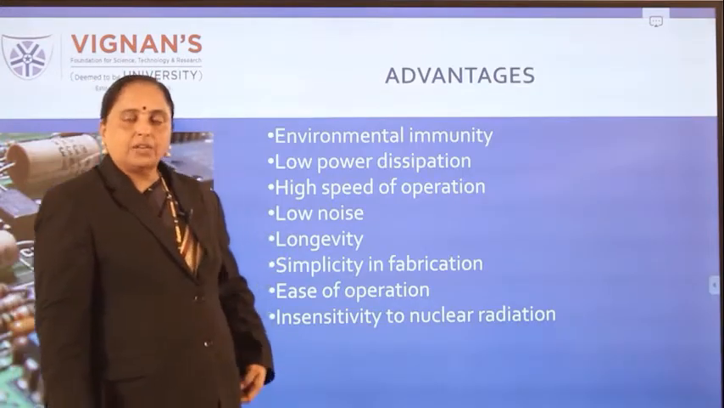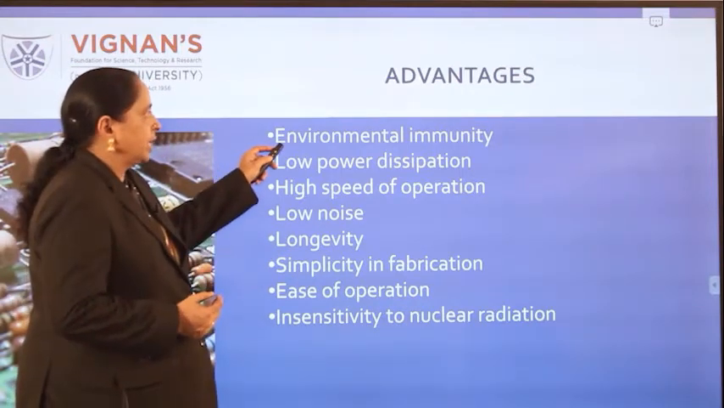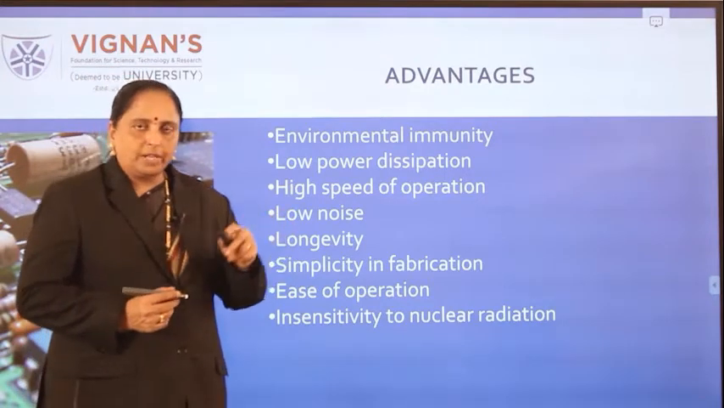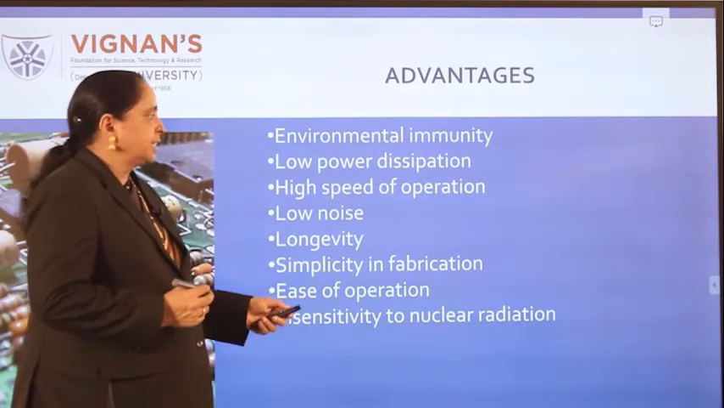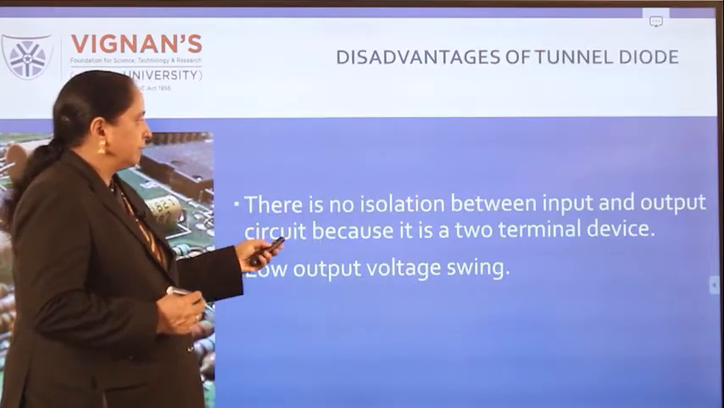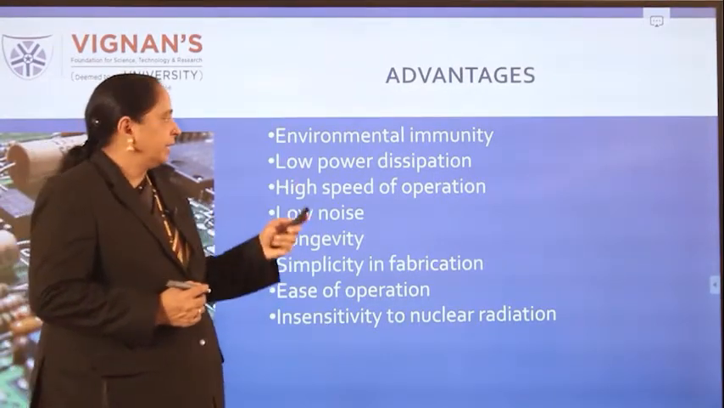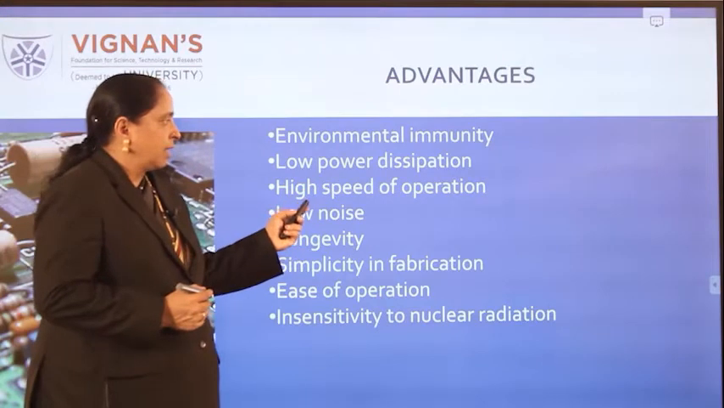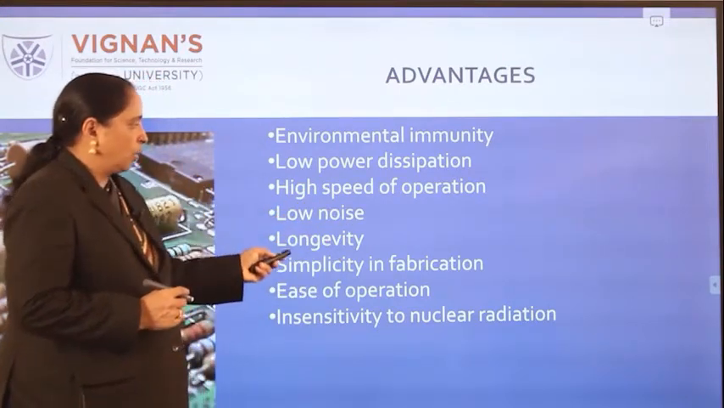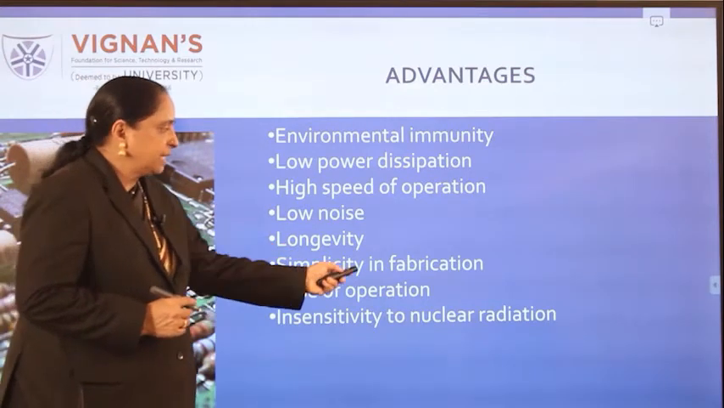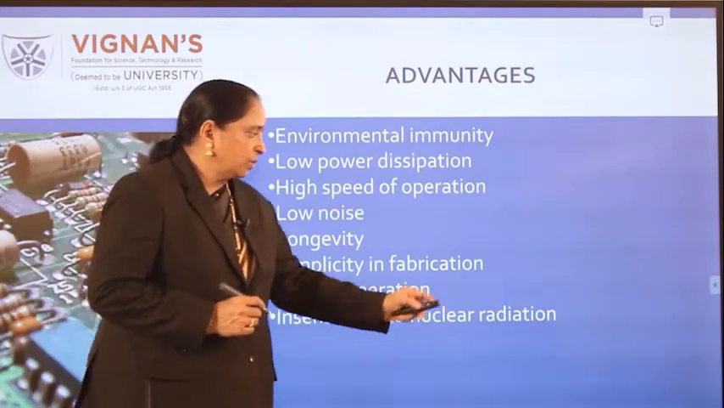Now let us discuss the advantages. Why is the tunnel diode important? Because of its environmental immunity, low power dissipation, high speed of operation. How can you say that it's a high speed of operation? Here, the advantages of tunnel diode: environmental immunity, low power dissipation, high speed of operation because of the narrow characteristic curve, low noise, longevity, simplicity in fabrication, ease of operation, and insensitivity to nuclear radiation.